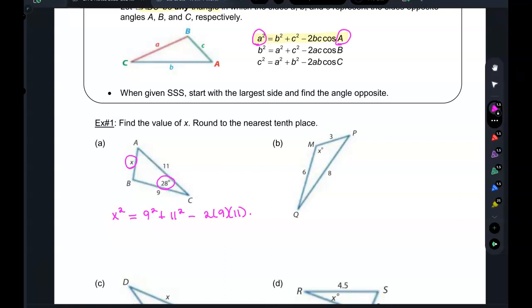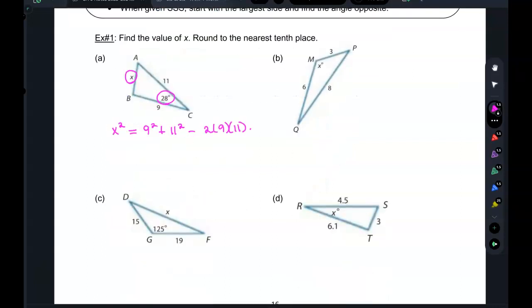So b and c are just represented by the other two sides. So 9 squared. A and B are going to be the variables that we know, but the one that we're solving for equals one of these. So it's going to be 2 times b times c. So those two sides multiplied by 2 times the cosine of x.